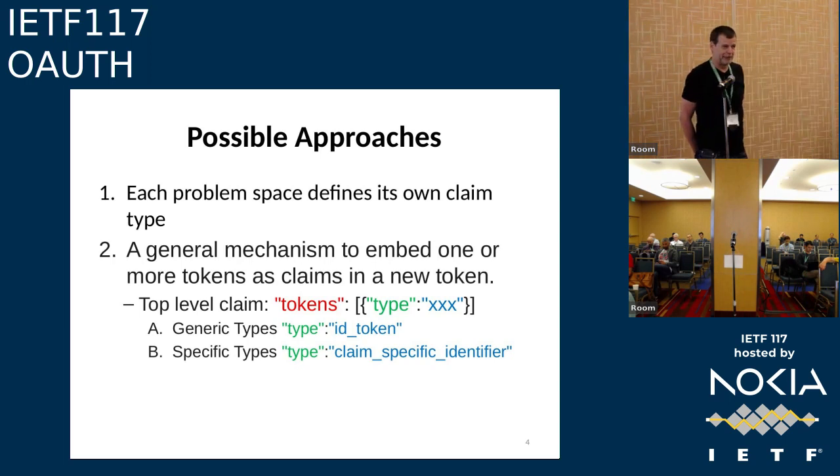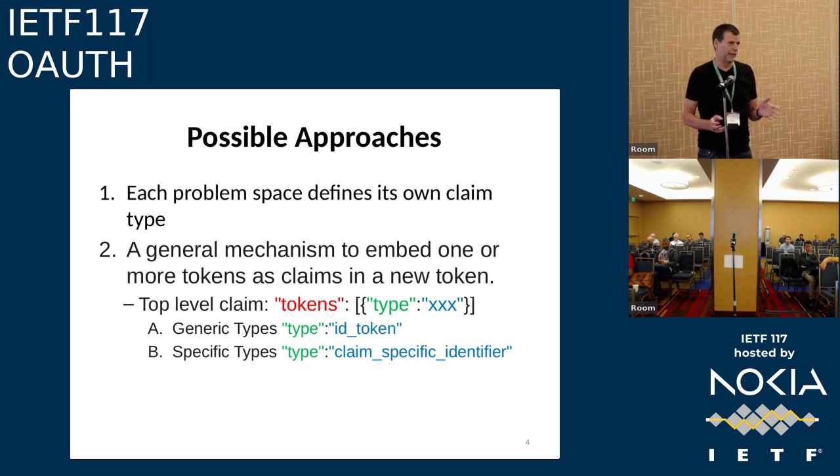Rifia made the mistake of asking if I wanted to present at this meeting. So I sat back and thought, architecturally, what are all the approaches to solve this? I realized that we don't necessarily need to standardize how tokens are embedded in other tokens. We could let people make up their own claims and say what was inside of that claim. That claim could have just a token, so it's just a string value.